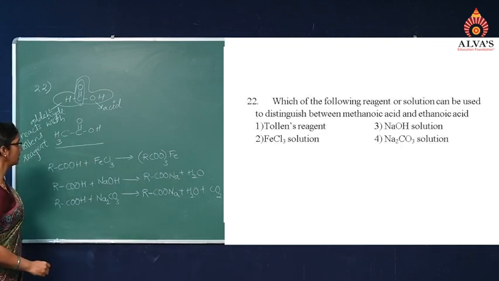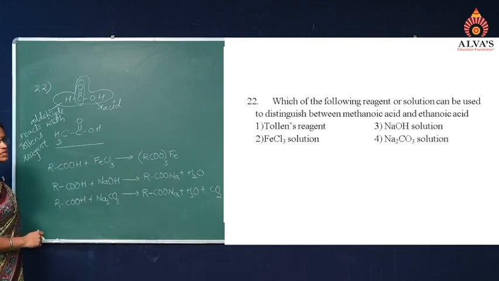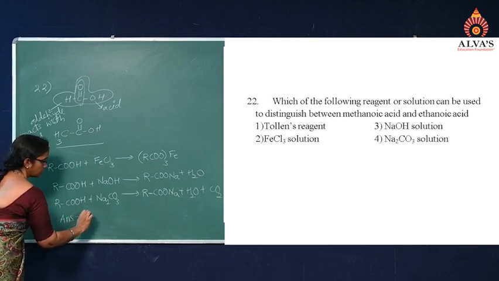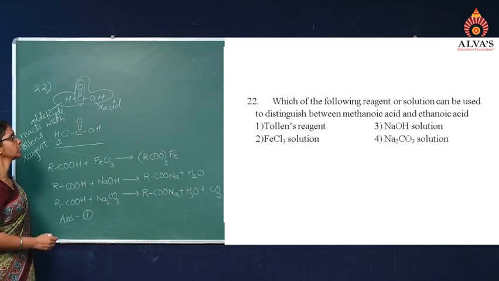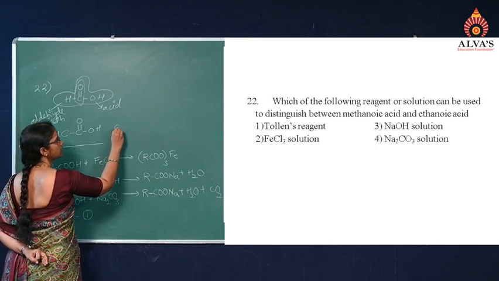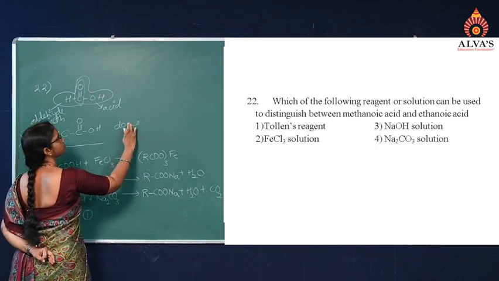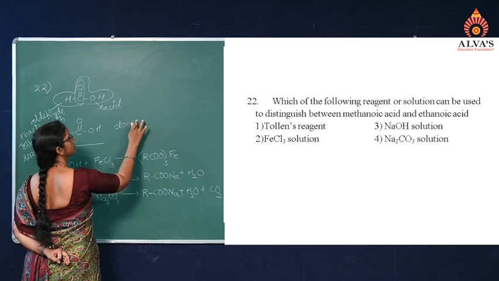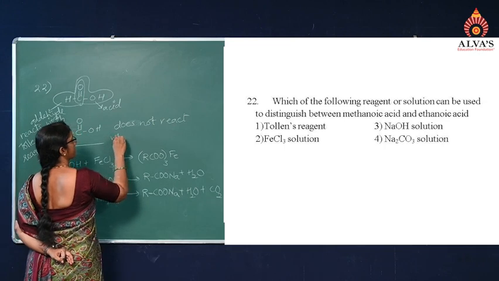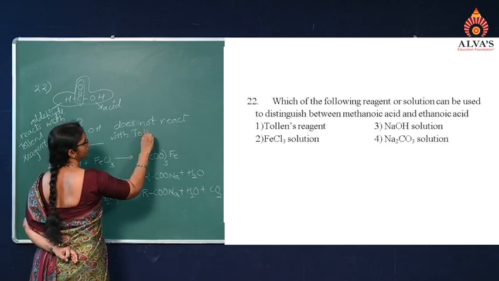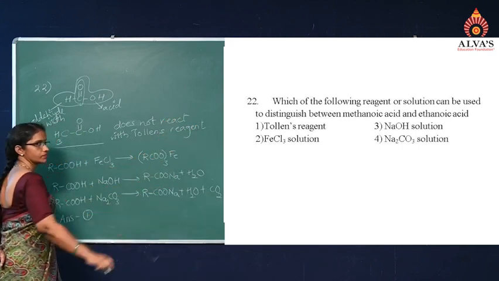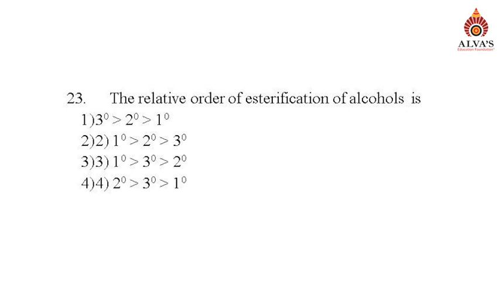So the only reagent which can be used to distinguish between methanoic acid and ethanoic acid is Tollens' reagent. Answer is 1, because methanoic acid will react with Tollens' reagent, but acetic acid will not react with Tollens' reagent. So answer is first. Question number 23.